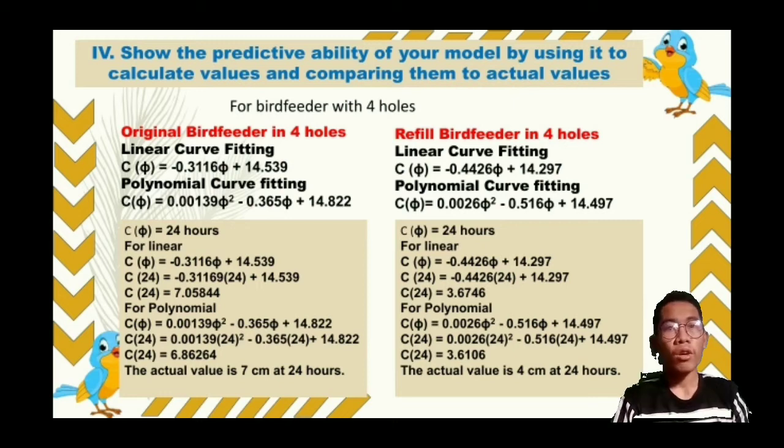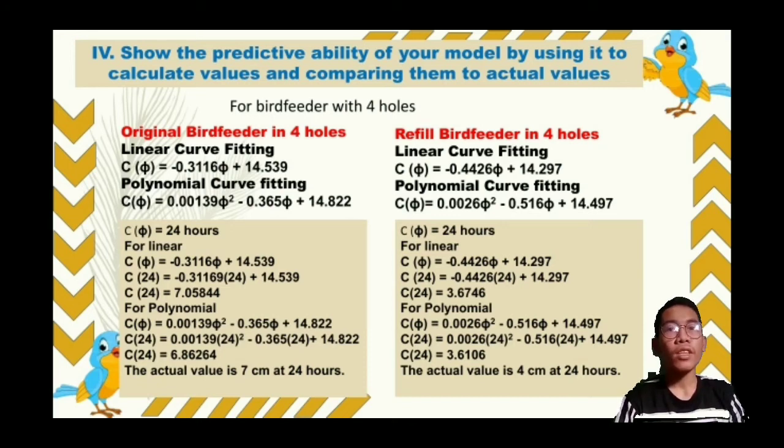For number 4, you are going to show the predictability of your model by using it to calculate values and comparing them to actual values. So for the bird feeder with 4 holes, we're going to get first the actual values of the original bird feeder before the refilled one, using the linear curve fitting and the polynomial curve fitting.